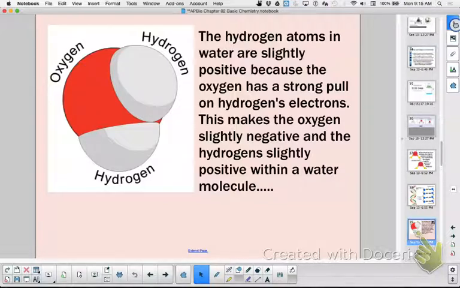But when it shares, remember when you share a pair of electrons, what kind of bond is that? Covalent bond. Good. And if you share fair, it's called non-polar covalent, and if you share unfair, it's called polar covalent. What is it if you share so unfairly you rip their electrons away and keep them and they have none? What kind of bond is that? Ionic. Good.